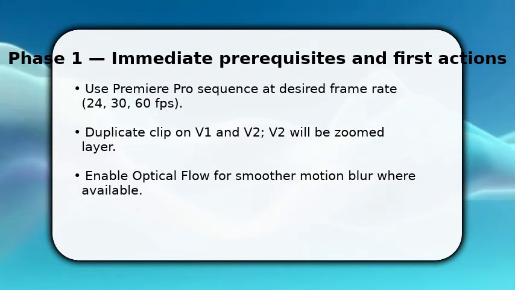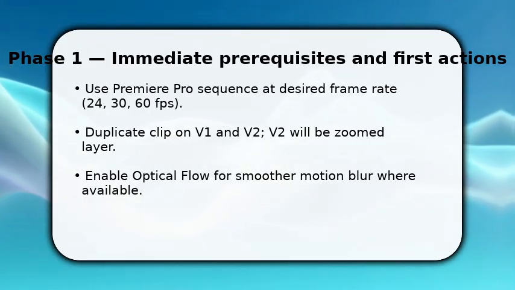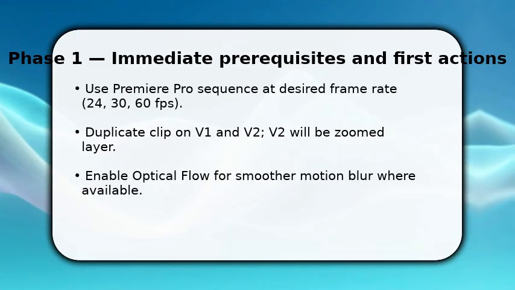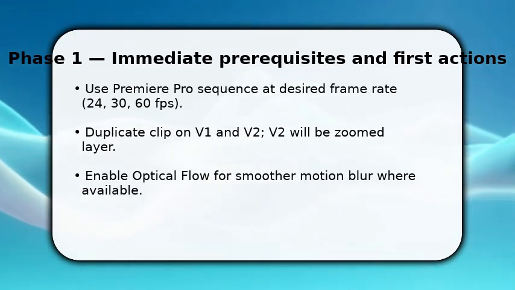Enjoy the video. You'll begin by preparing the timeline so you don't lose time later. Duplicate the clip onto a second track. This top layer becomes your zoom target. Set the sequence frame rate to the final delivery rate because motion sampling depends on frames per second.